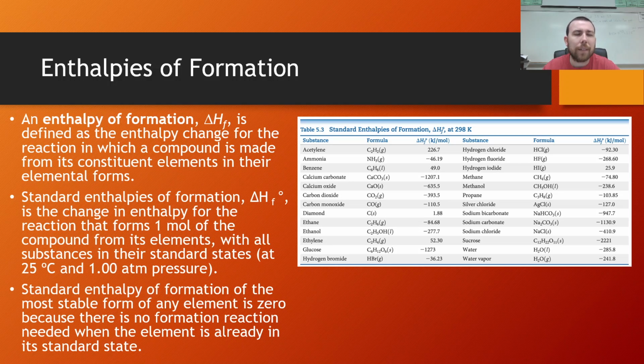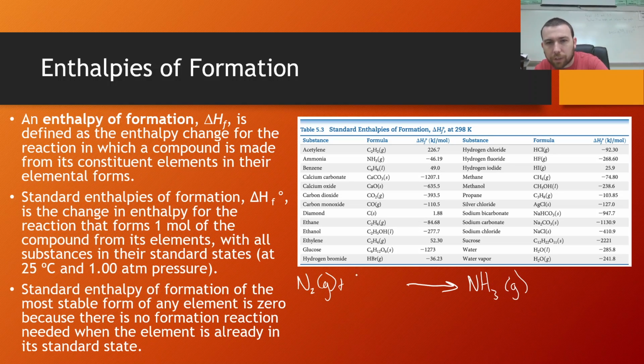Now, you might be thinking, Mr. Kenton, I understand all of those words, but that doesn't make a lot of sense to me. So think about it from this perspective. Let's pick a compound, like we're looking at in the table over here. Let's pick ammonia, NH3 as a gas. The enthalpy of formation is the enthalpy change for the reaction in which a compound is made from its constituent elements in their elemental forms. Our compound is ammonia, NH3, and the elements that make up NH3 are nitrogen and hydrogen. So the reaction we'd be looking at is nitrogen gas plus hydrogen gas.